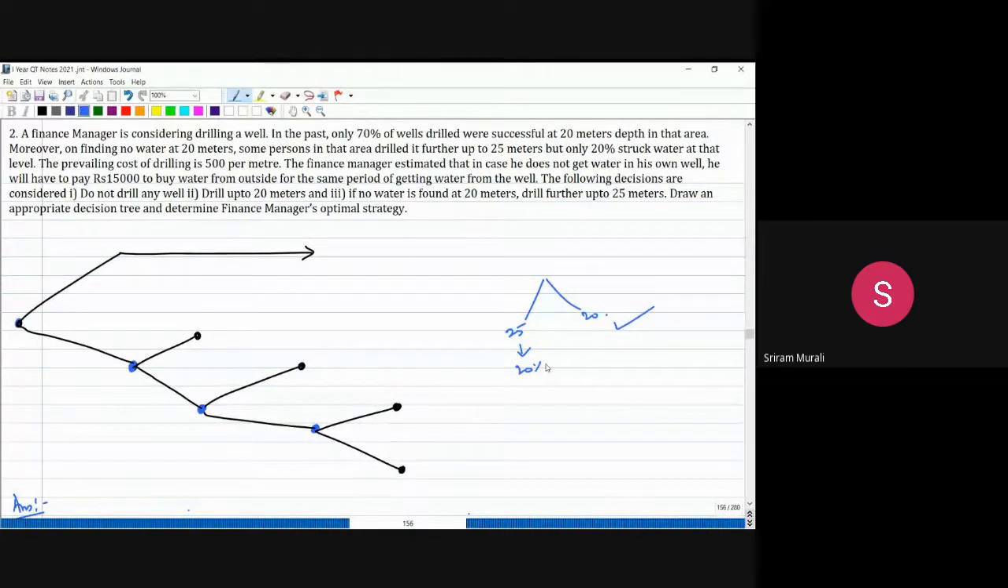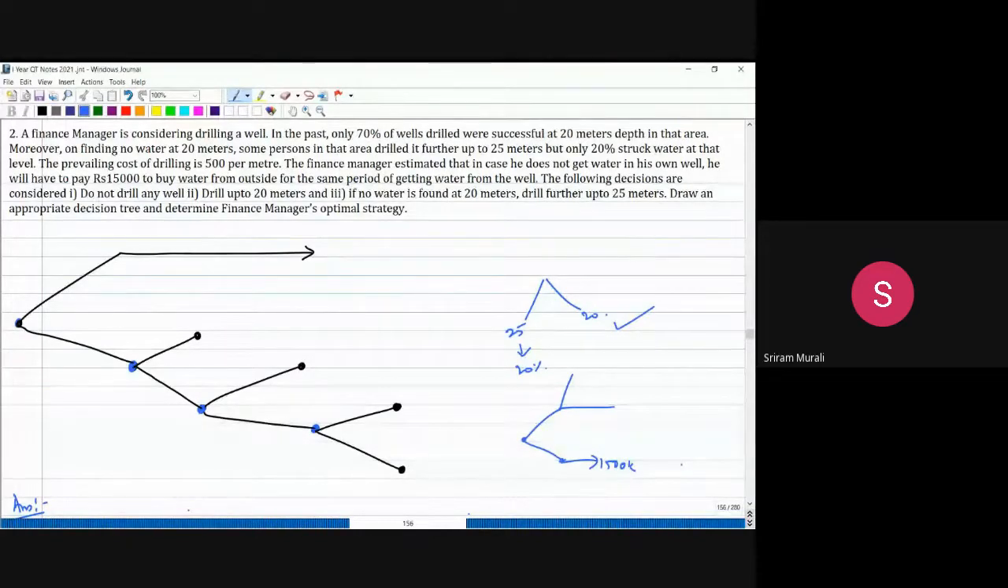Finance manager estimated in the case he did not get water in his own well. Suppose he drills, if he doesn't get water, he has to buy water at 15,000 rupees from outside. So there are two cases will arise. Try to understand. If I get water, then there are many cases will go. If I don't get water in 20 meters, that is one case. Another case, there itself, if I don't get water, I have to pay a flat rate of 15,000.